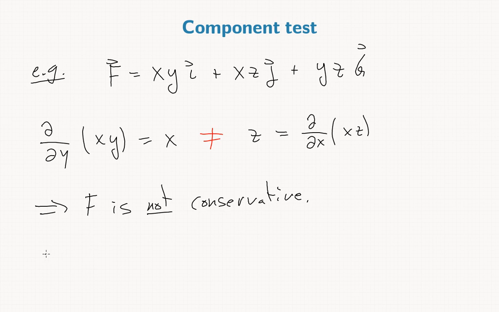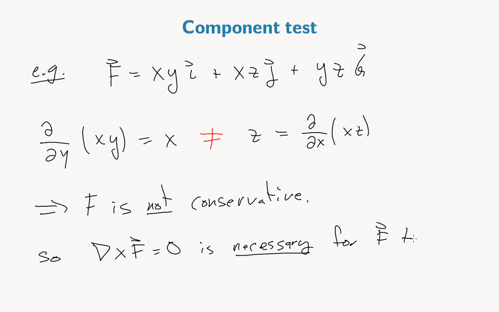Okay, so this is a necessary condition, but it's not always sufficient, meaning a vector field can have curl equal to 0 without being conservative.